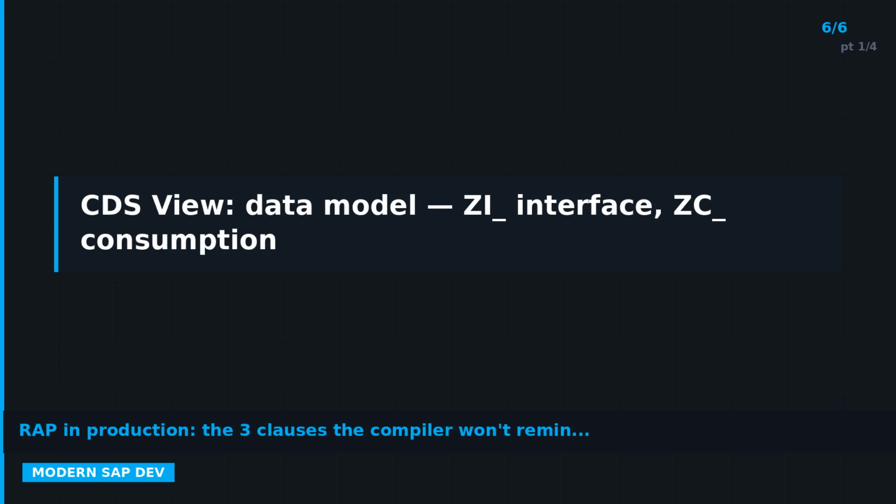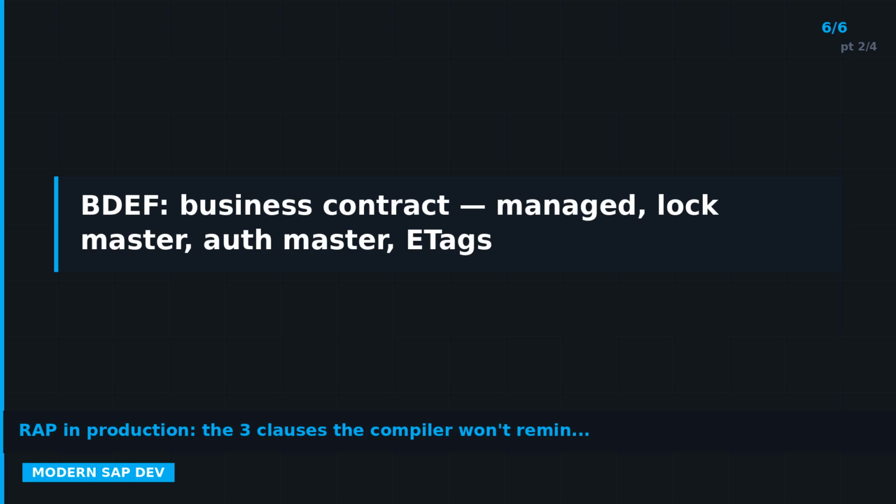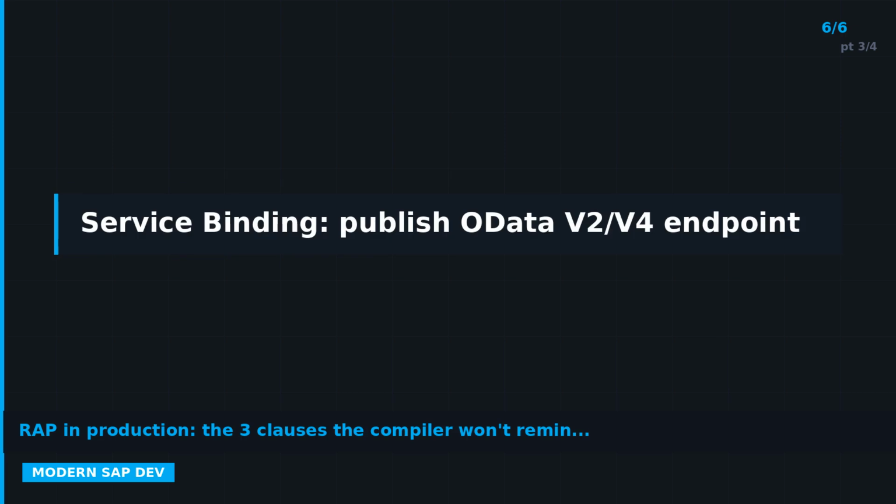RAP, behavior definition in a nutshell. The 2 words that change everything in RAP. This compiles, this runs, and this will fail in production. Here's why. Lock master, authorization master, always. RAP versus SEGW in 30 seconds. Declare what versus write how. SEGW made you re-implement everything.